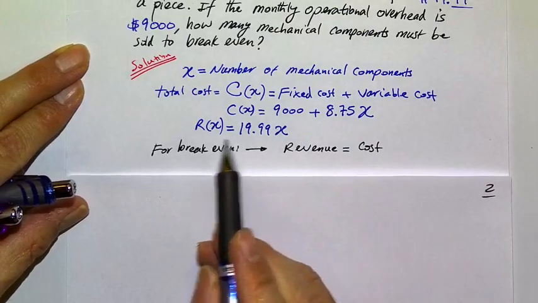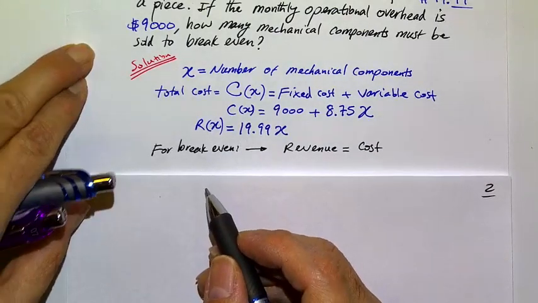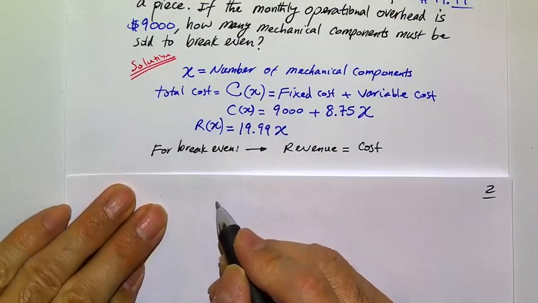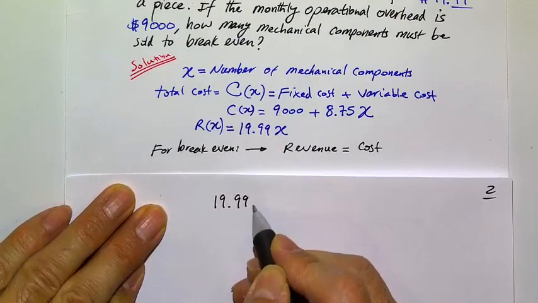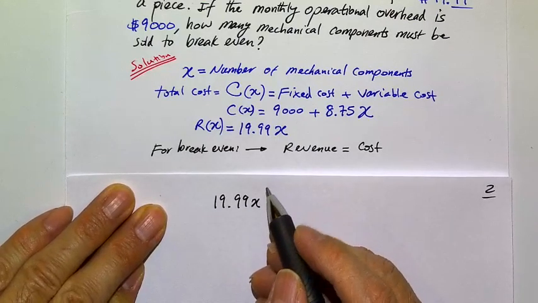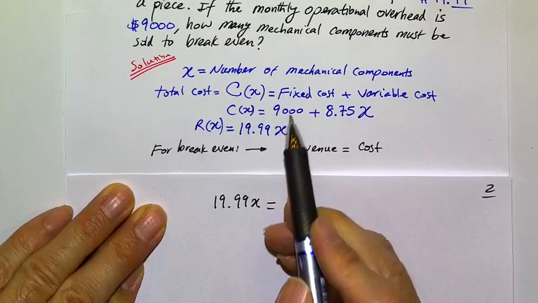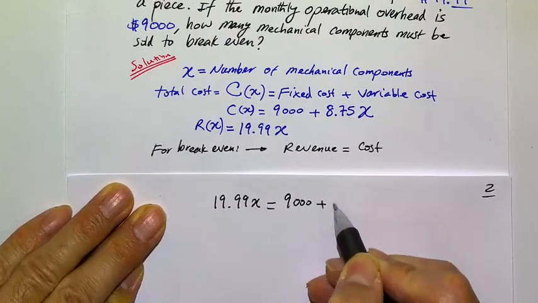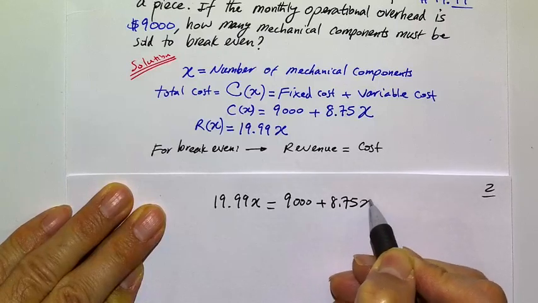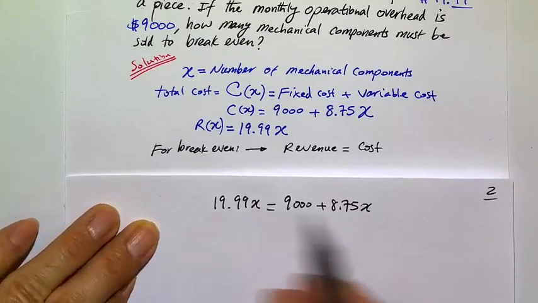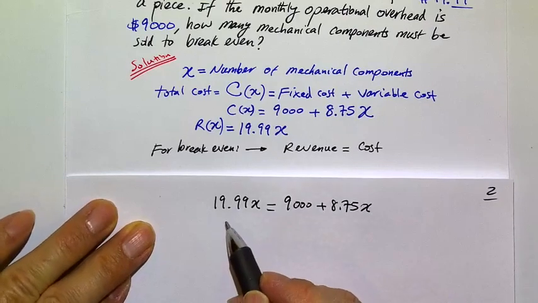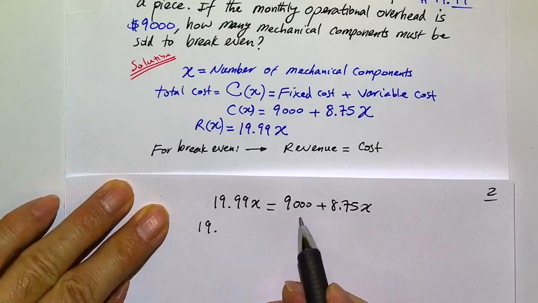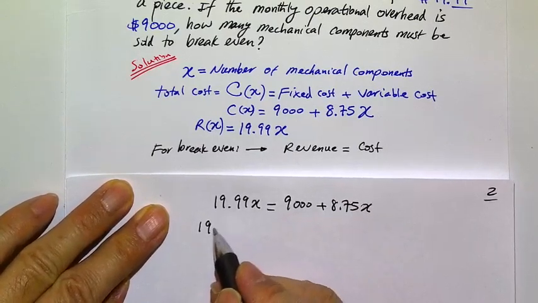So we have 1999x equals the cost function, which is the 9,000 plus 8.75x. Okay, after this point is just the basic algebra we should do. So solving is always about isolating the variable for which we're solving.